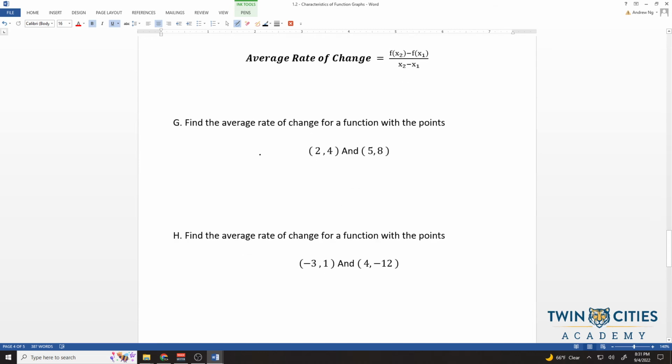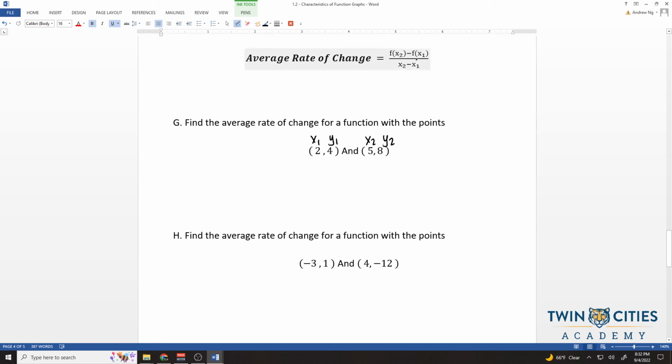So let's practice with this. Find the average rate of change for a function with the points 2, 4, and 5, 8. All right, pause there. Whenever I'm given 2 points, I'm going to label them. Let's say that 2, 4 is point 1, and let's say that 5, 8 is point 2. That means that this is going to be x1, and this is going to be y1. So x1 is 2, y1 is 4, and then x2, y2, since this is point 2, 5 is x2, 8 is y2.